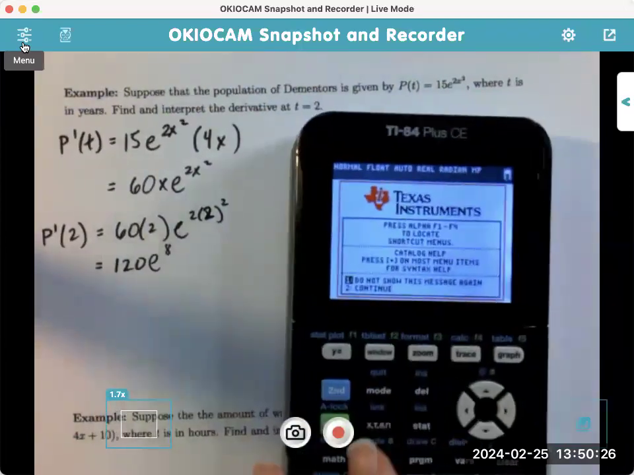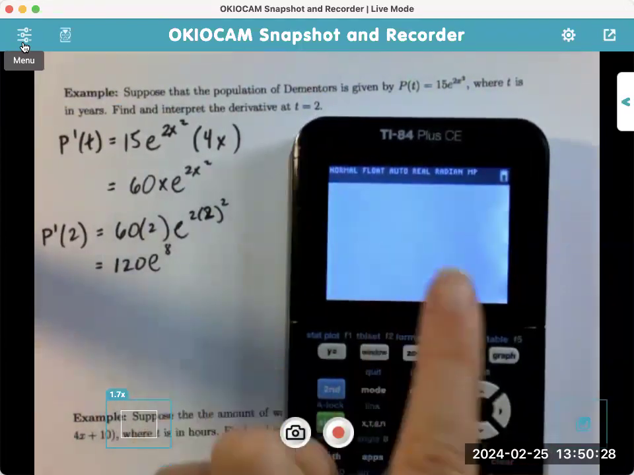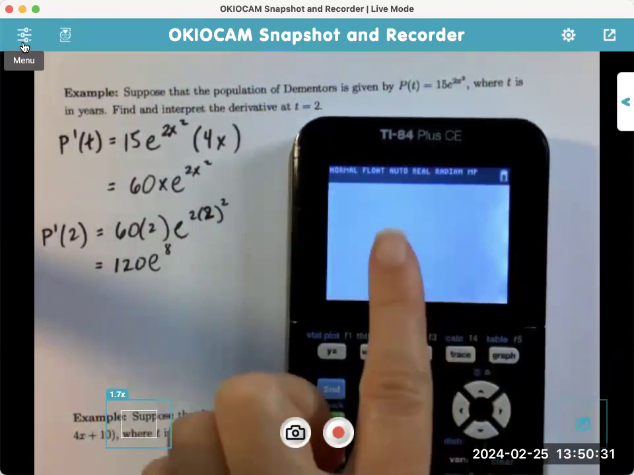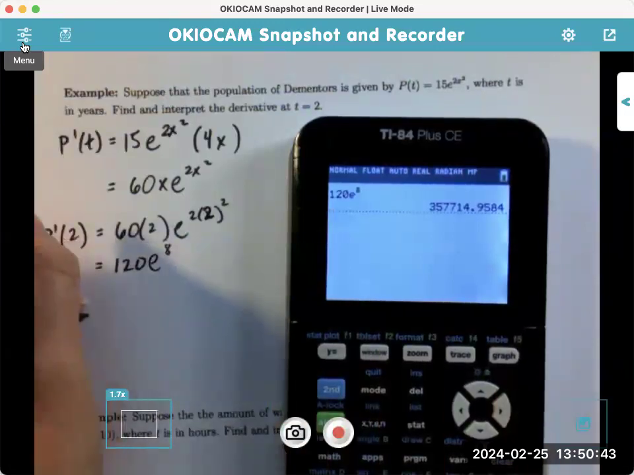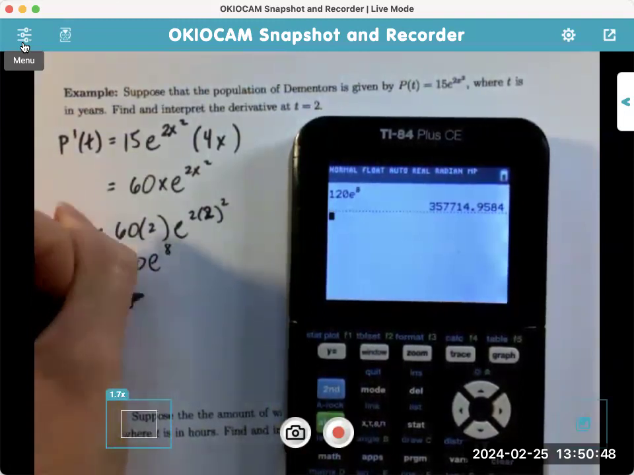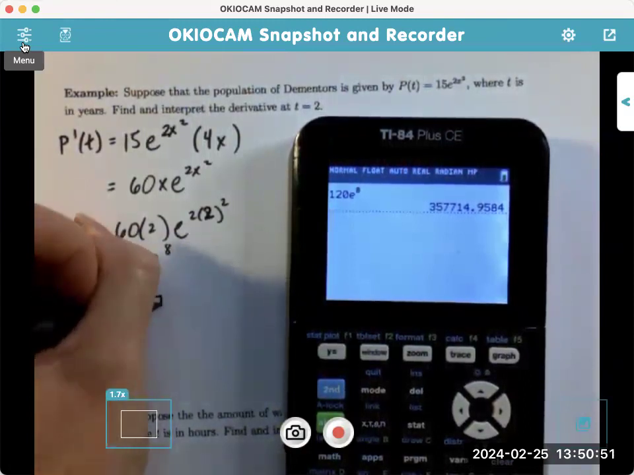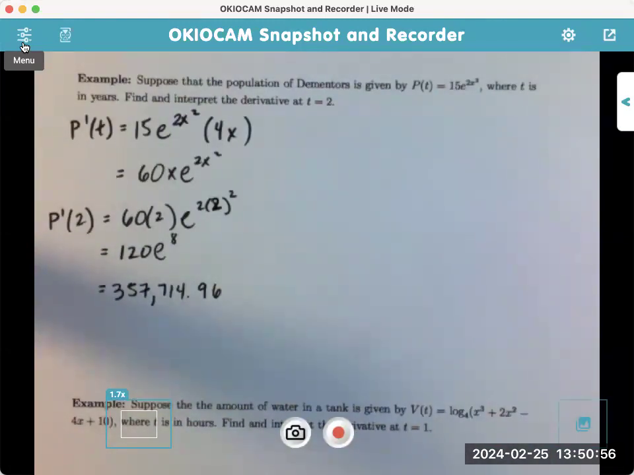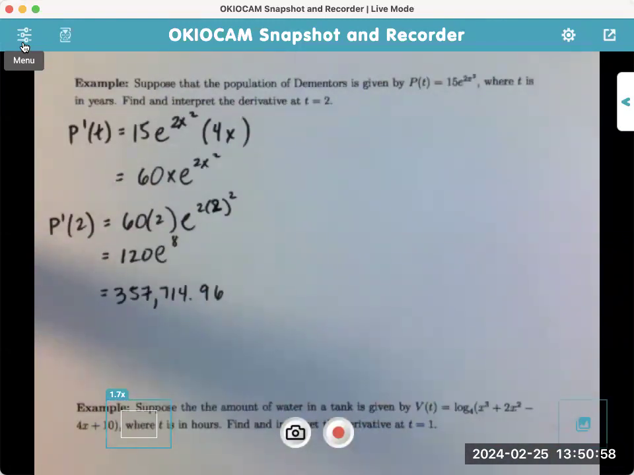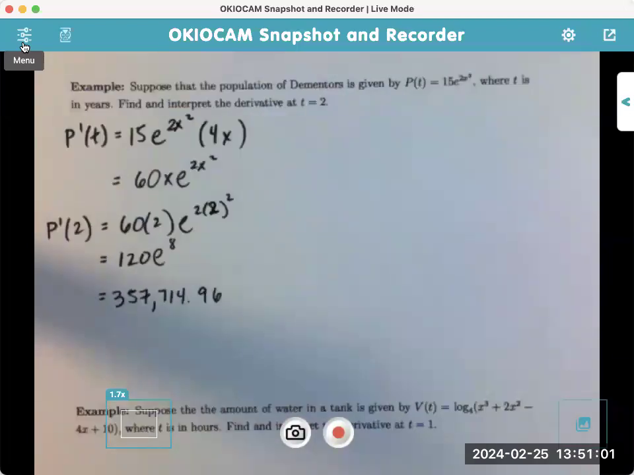I just happen to have this calculator, so sorry. You're not allowed this calculator on the second test. This is just what I have at home. So 120 e to the 8, and we're going to press enter. Oh, goodness. So this is 357,714.96. Wow, that's a lot of Dementors.